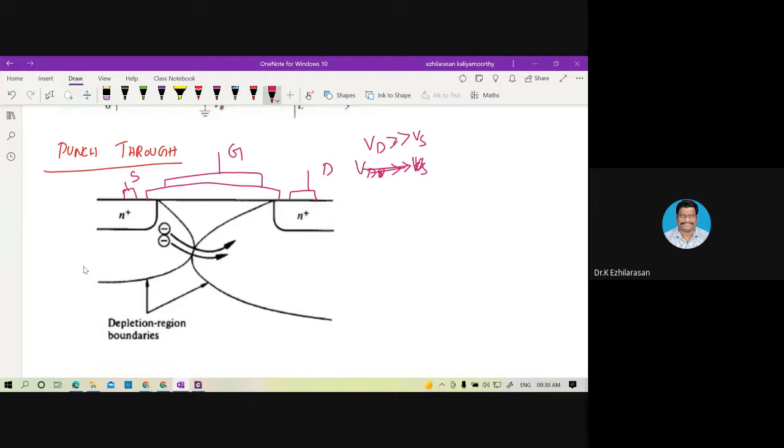Then the depletion region around the drain may extend to the source, causing the current to flow irrespective of gate voltage. In essence, even if VG is equal to 0, even if the gate voltage is 0, there will be a current flow. That is known as surface punch through.